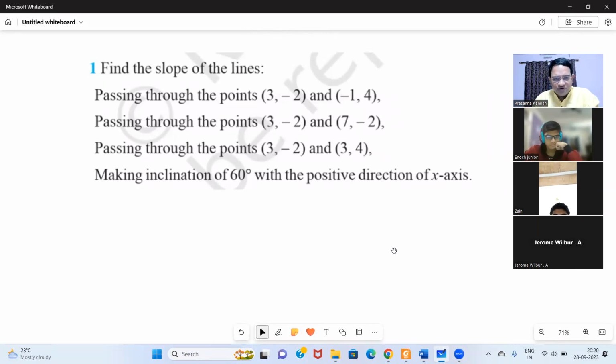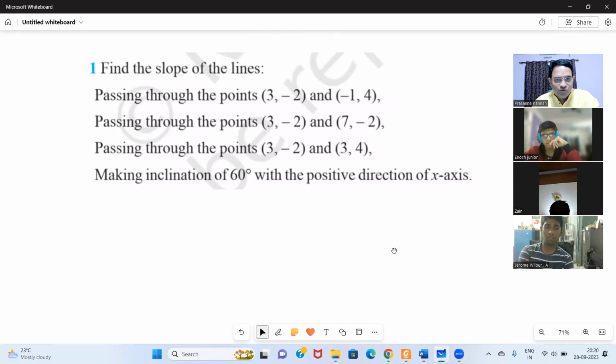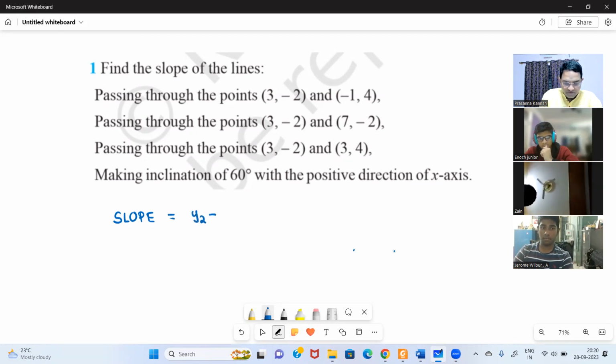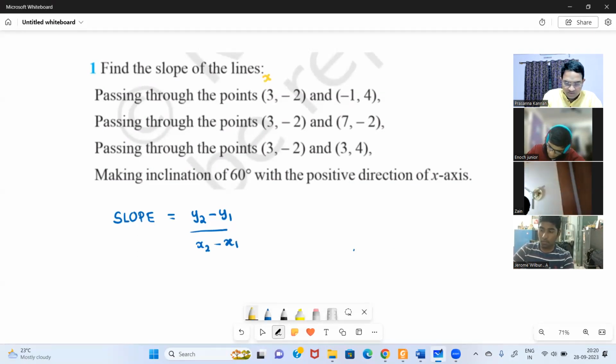So the first type of question that you can be asked is find the slope of a line passing through 2 points. So what is the formula for slope? y2 minus y1 divided by x2 minus x1. That's all. Change in y by change in x. Maybe take the first question. I'll call this x1. Let this be y1. And let this coordinate be x2, y2.